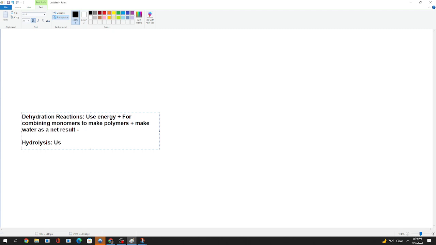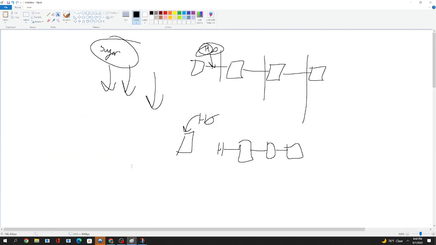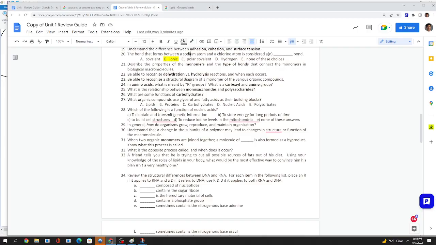Hydrolysis, on the other hand, is using water to break apart a polymer into monomers. This typically releases a lot of energy. If I want to break stuff down into a smaller thing, I have to release energy to go down. Each time I go down, I lose energy. So, yeah, that is how monomers and polymers are formed in the quickest way possible to describe.